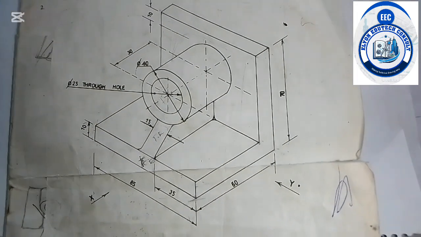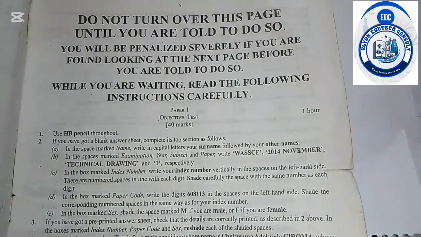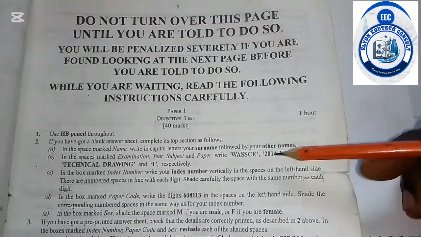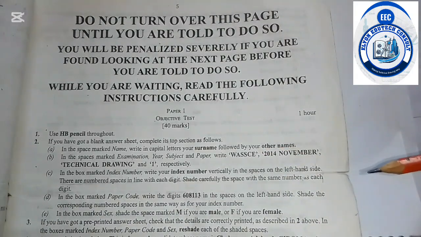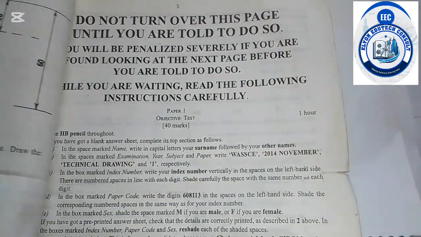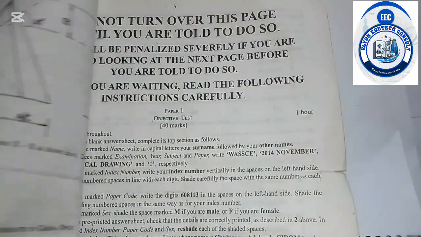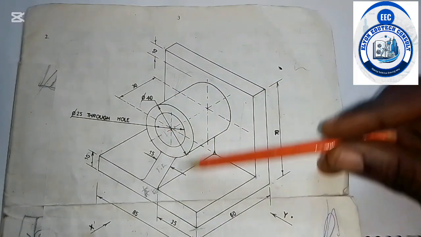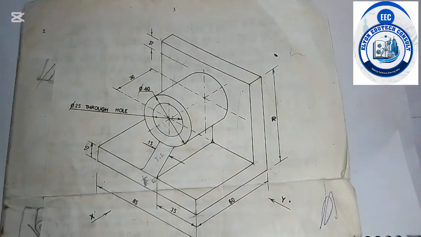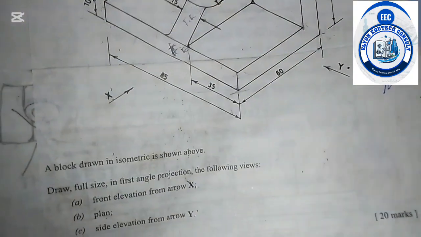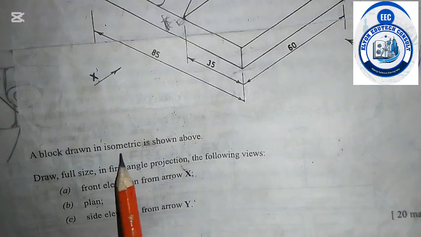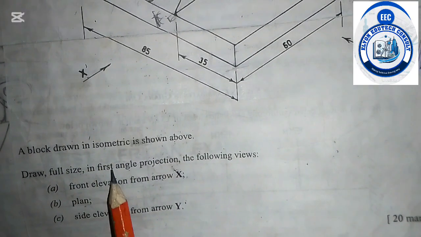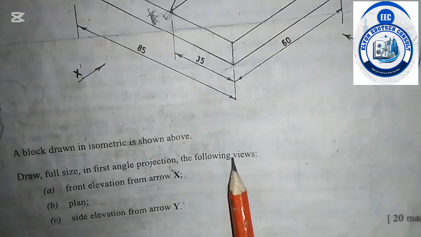With me here is the 2014 November WASSCE technical drawing examination past question 2014. So I'm going to be working on this particular figure that we have here. The question says that a block drawn in isometric is shown above. Draw full size in first angle projection the following views.